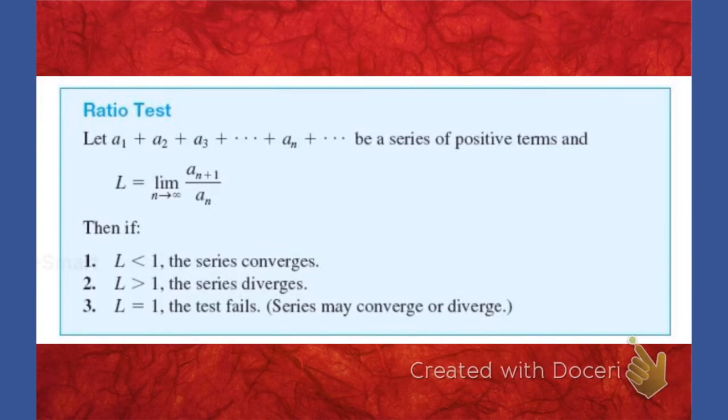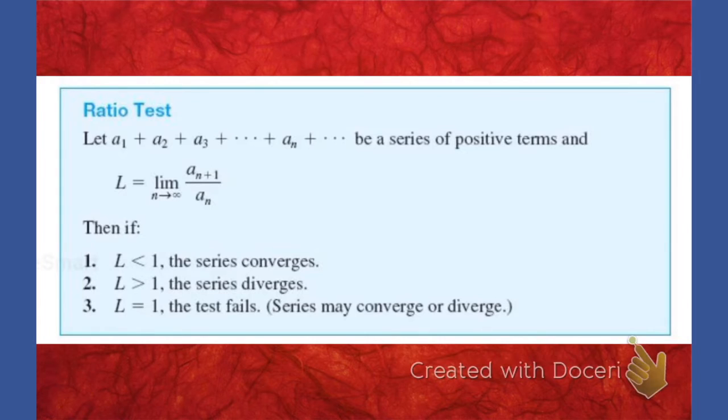Ratio test. If you have a series of positive terms and you take the limit as n goes to infinity of the next term divided by the term you're at, and that converges, meaning goes to a number, then the series converges. If that limit diverges, then the whole thing diverges.